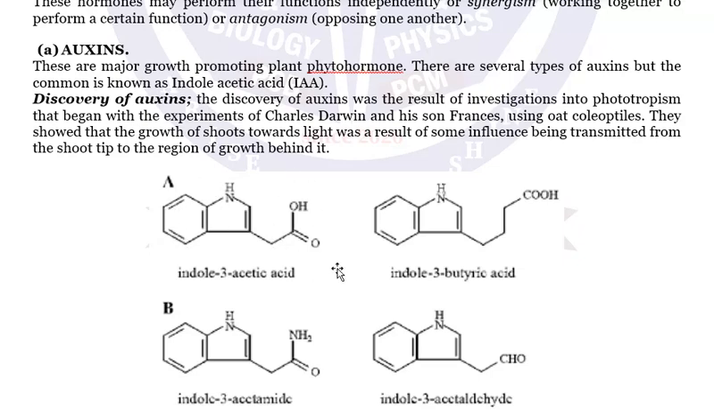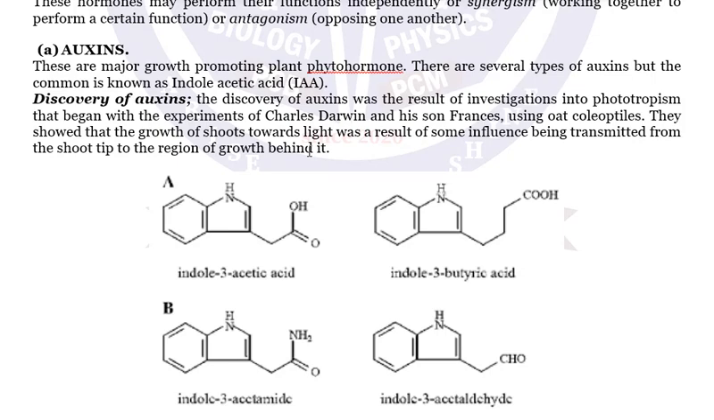In the case of the discovery of auxin, they did a series of experiments, and based on the results of those experiments, they came to know that probably there is a certain chemical substance which influences this kind of growth. The discovery of auxin was the result of an investigation into phototropism that began with the experiments of Charles Darwin and his son Francis using oat coleoptile. They showed that growth of the shoot towards light was a result of some influence being transmitted from the shoot tip to the region of growth behind it.